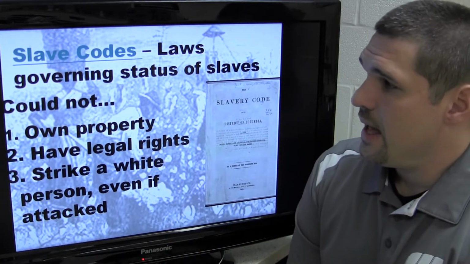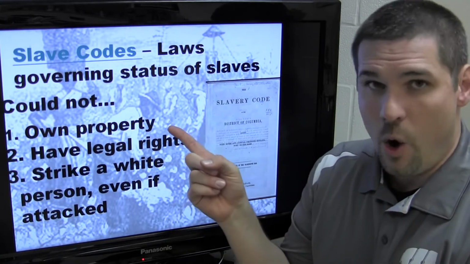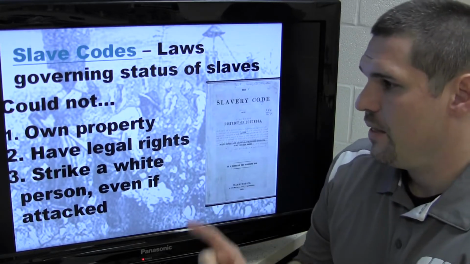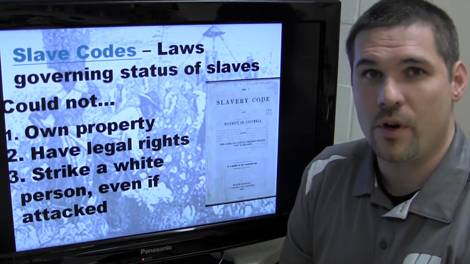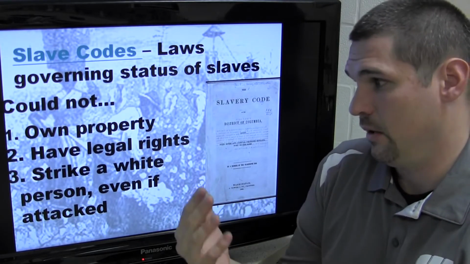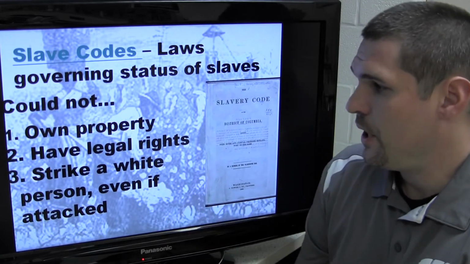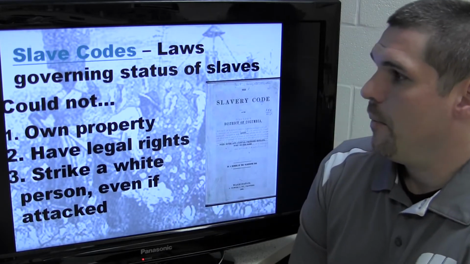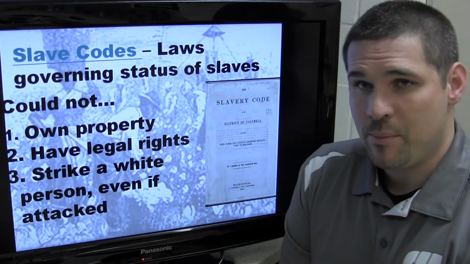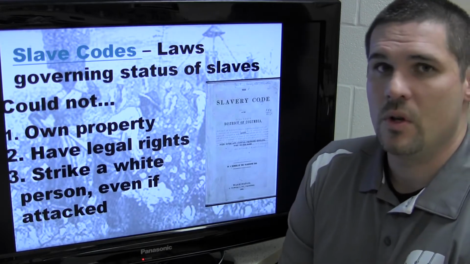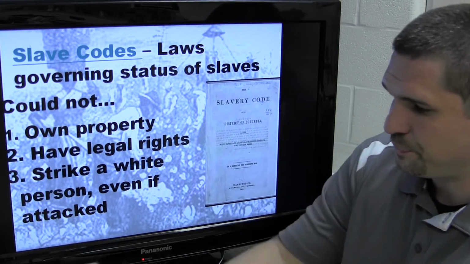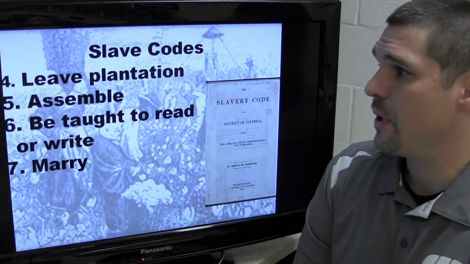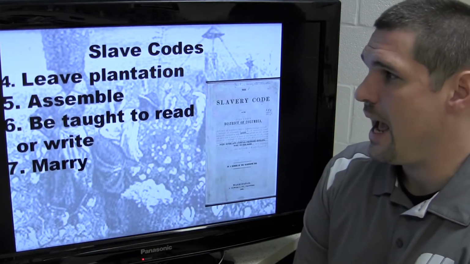Three things that slaves could not do: they could not own property, they did not have legal rights, so trying to sue someone for your freedom was, well, can't be done. Number 3, it was wrong to strike a white person even though the white person may have provoked the attack in the first place. Now, let's take a look at some other slave codes that we have here.